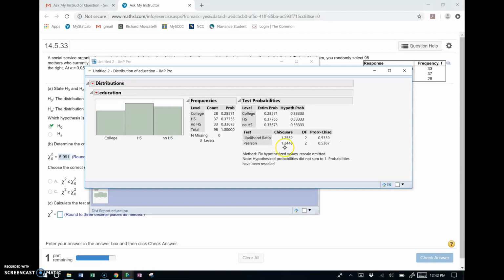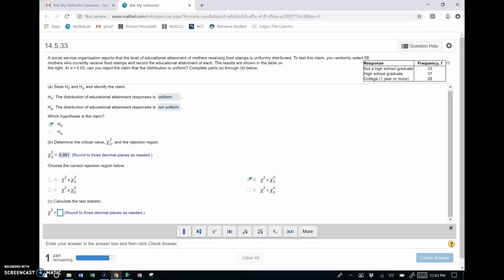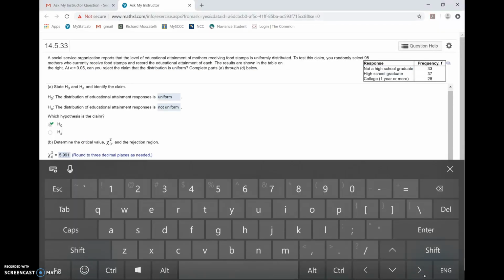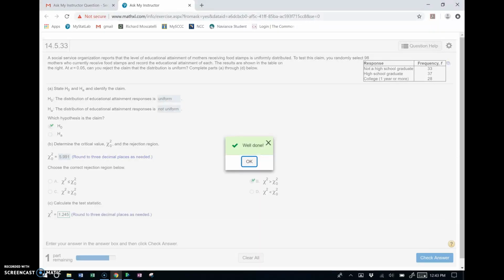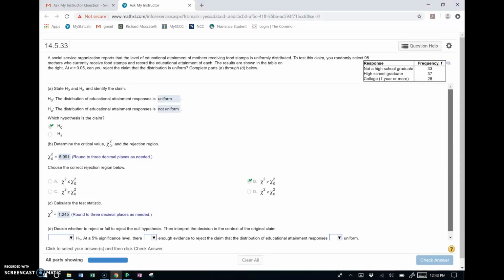So that Pearson 1.2448, it wants 3 decimals in MyMathLab. So I'm looking at this example that's in MyMathLab. That to be 1.245. So 1.245. Well done. Okay, terrific. So if you notice, it runs through the hypotheses for you. It picks your brain on, hey, the null, remember, is it fits the distribution. The alternative is it does not. H0 is always the claim.